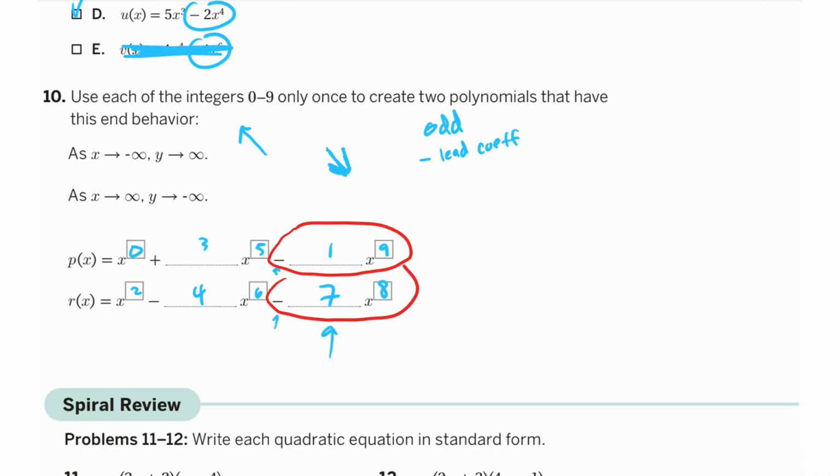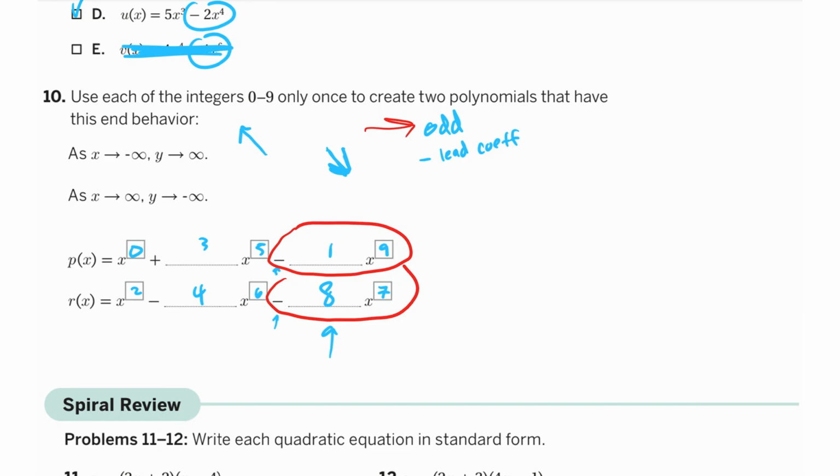Oh, I made a mistake. This is why you can't rush through these things. It needs to be odd. So in this one here, I'm actually going to switch these two. I'll make the coefficient 8, and I'll make the exponent there 7. So that should be good.